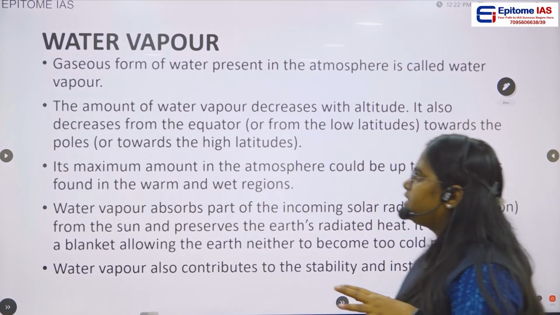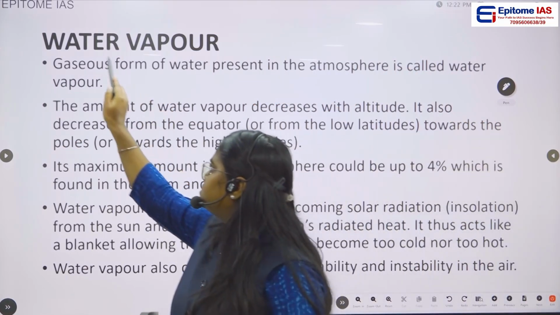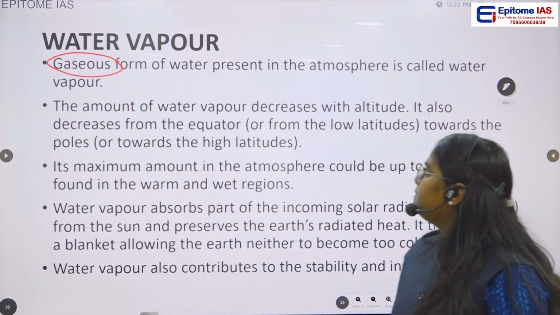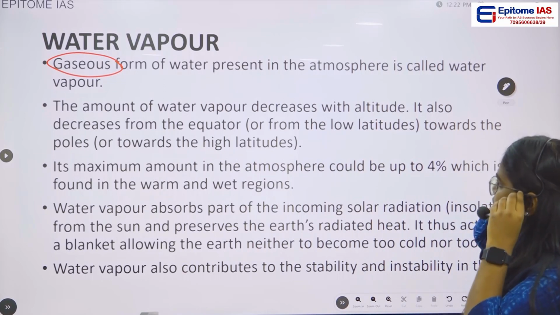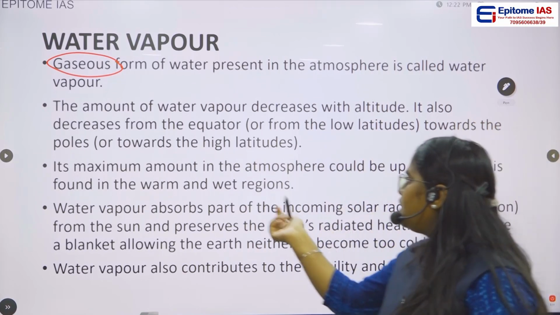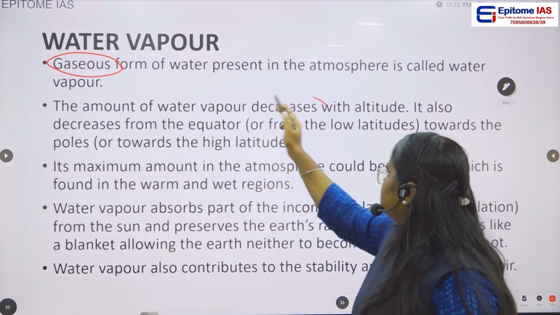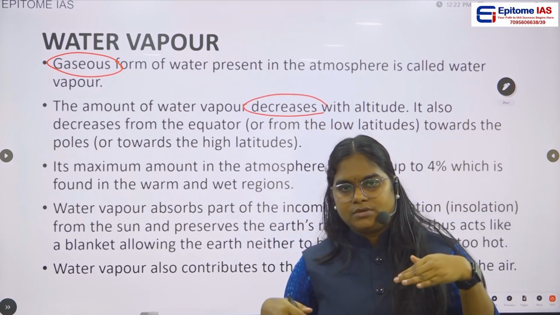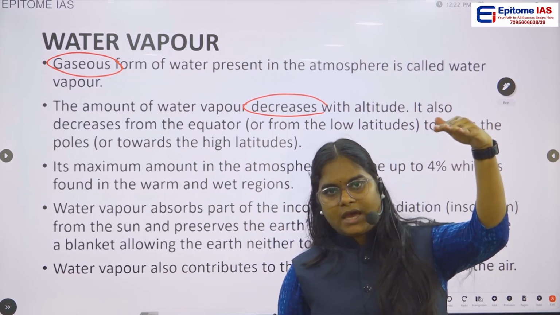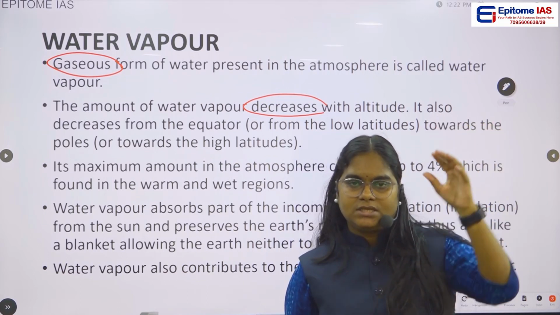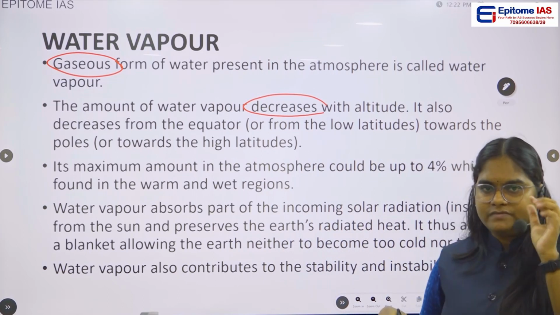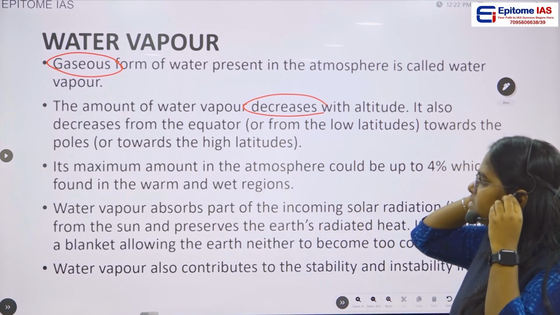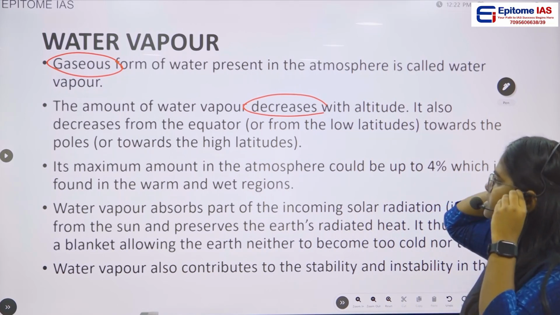So see here, water vapor is the gaseous form of water. It is a gas present in the atmosphere and it is called water vapor. The amount of water vapor decreases with the increase in altitude. Whenever you are moving towards height, the water vapor present in the atmosphere will decrease with increasing height. It also decreases from the equator towards the poles.